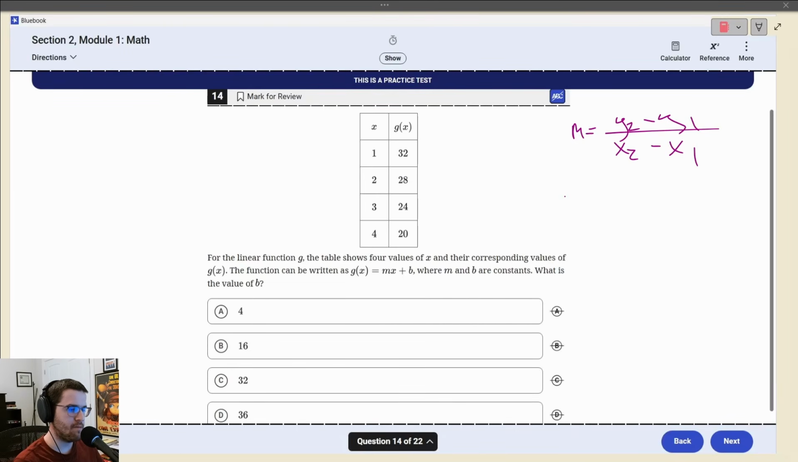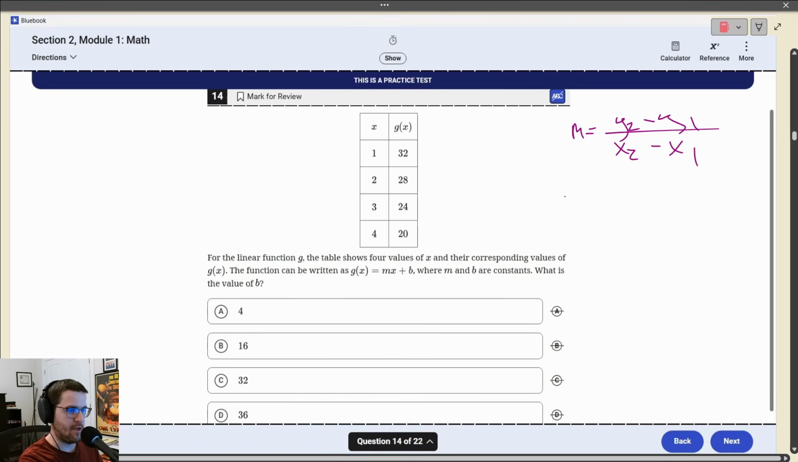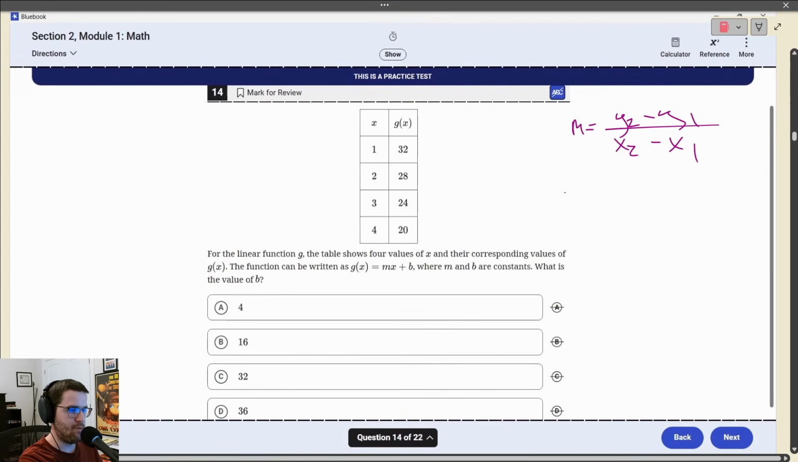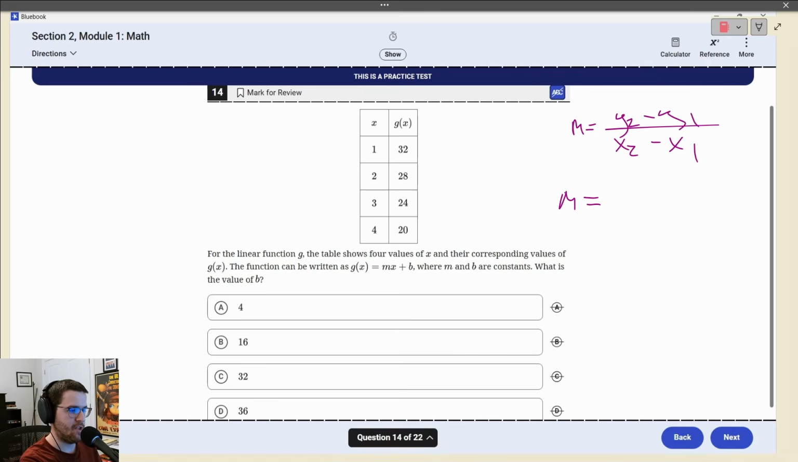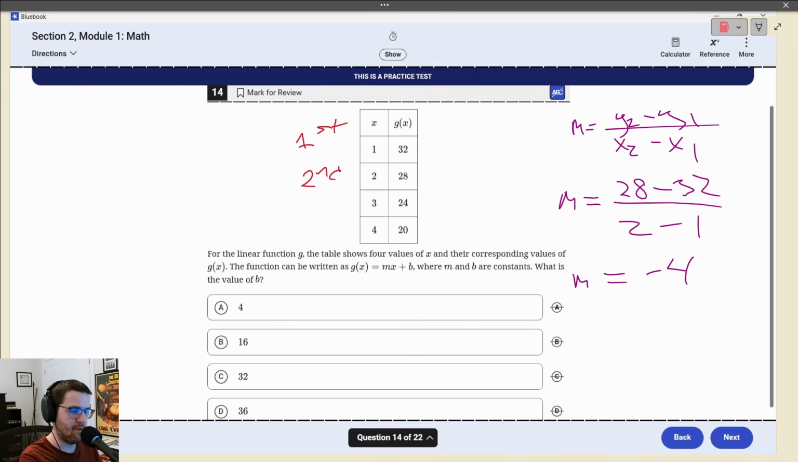Okay, question 14. I go over this in my shorts, slope formula, and I think the other one's called equation of a line. Regardless, we have the slope formula: y2 minus y1 over x2 minus x1. I'm just going to use the first 2 points because I think that's easier. I'll make this my second point and this my first point. So I'm going to do 28 minus 32 over 2 minus 1. We get negative 4 over 1, which is just negative 4.